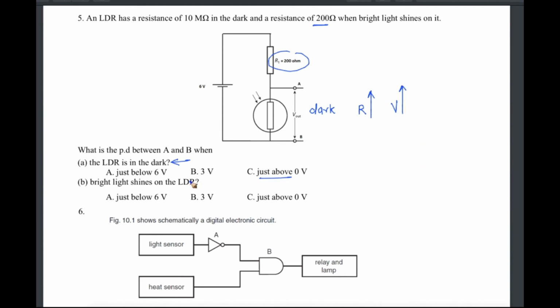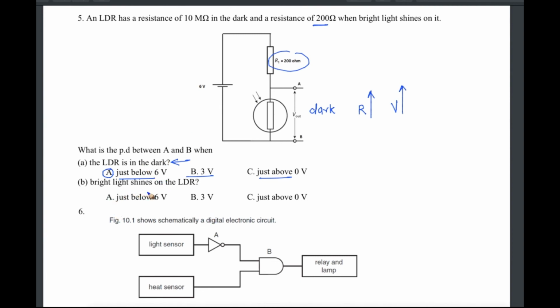So which one is the more voltage, student? Just see here. So we can go with the option A, just below 6 volt, and you can take any high value of R and then you can check, you will get the answer close to the 6.